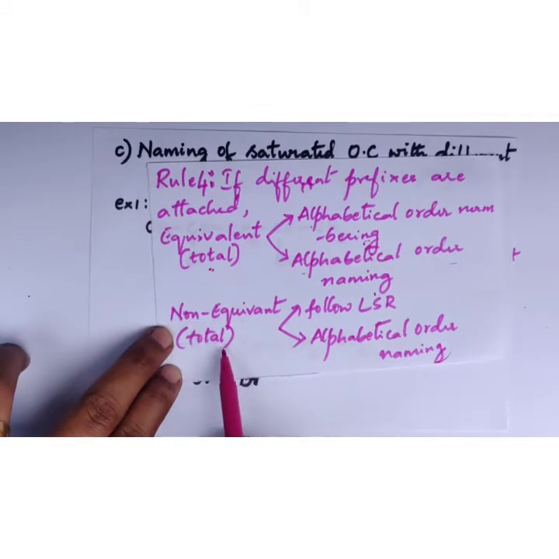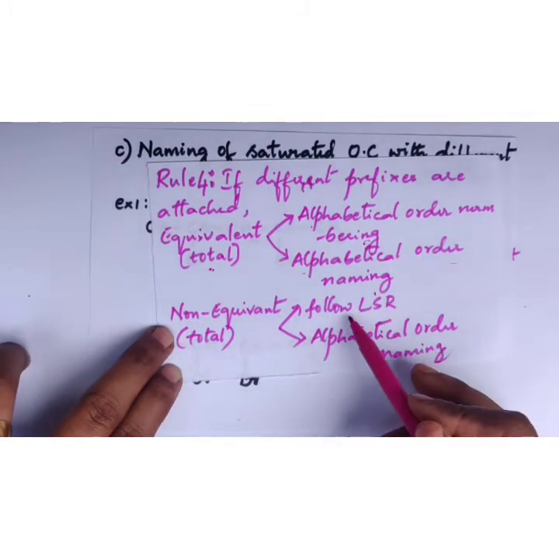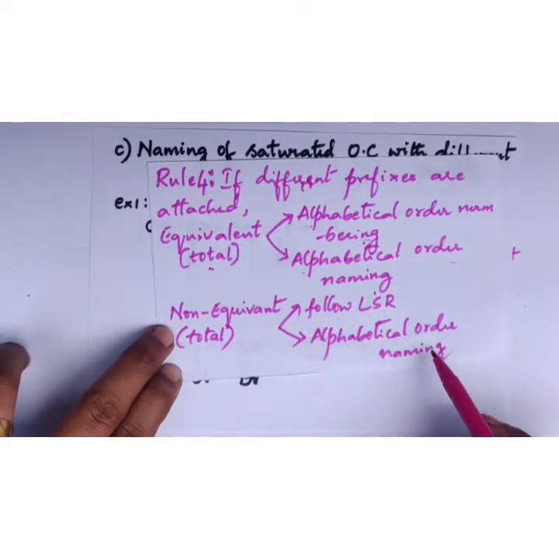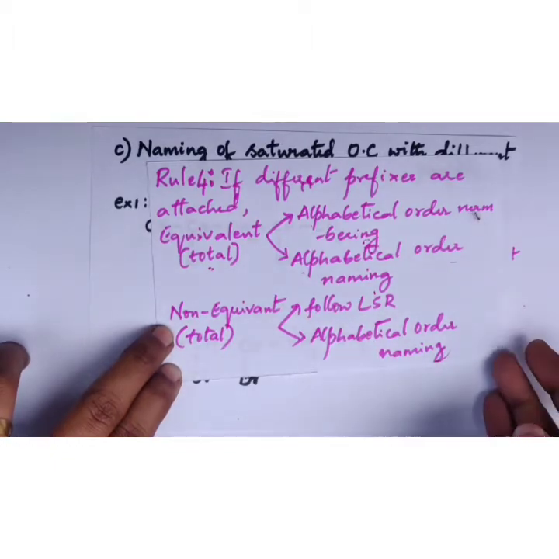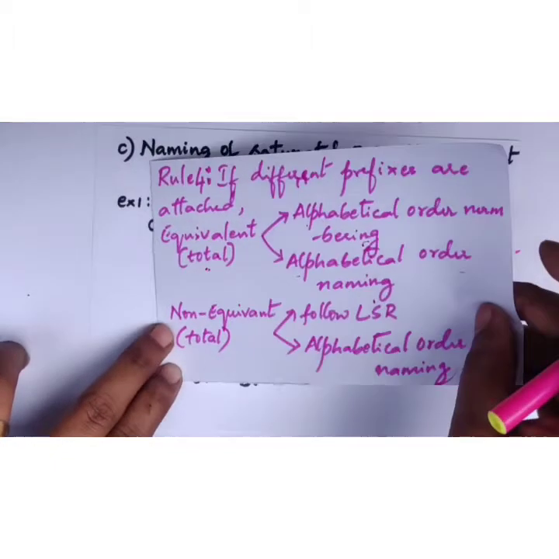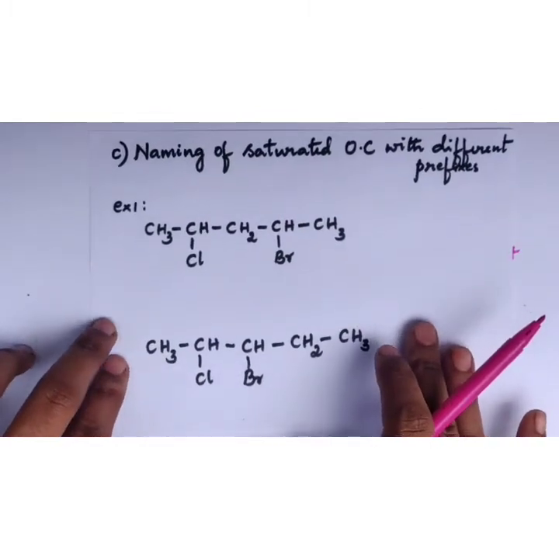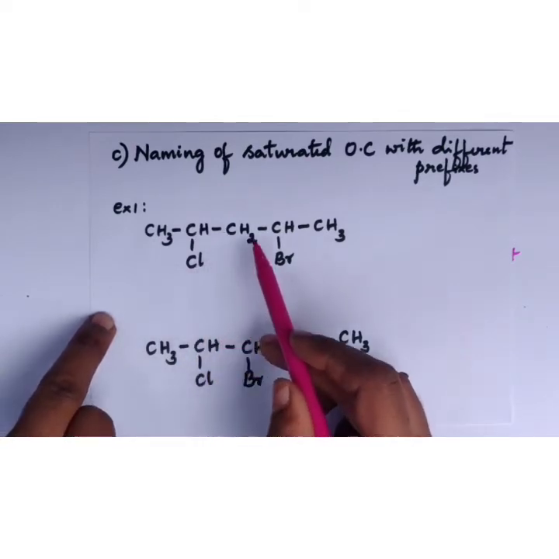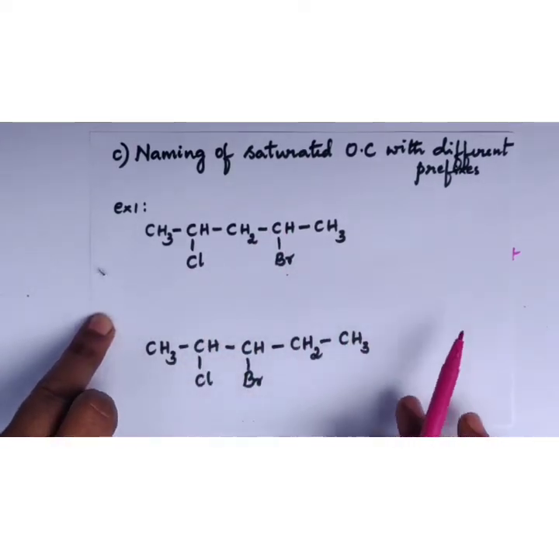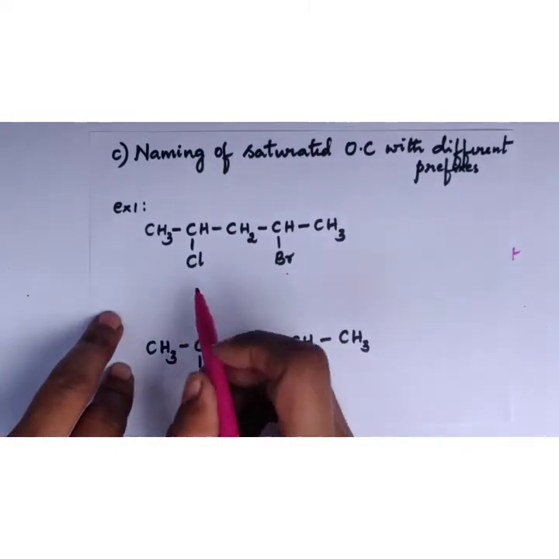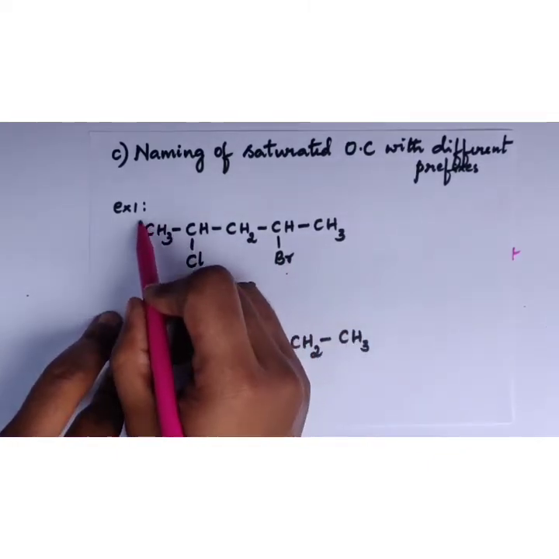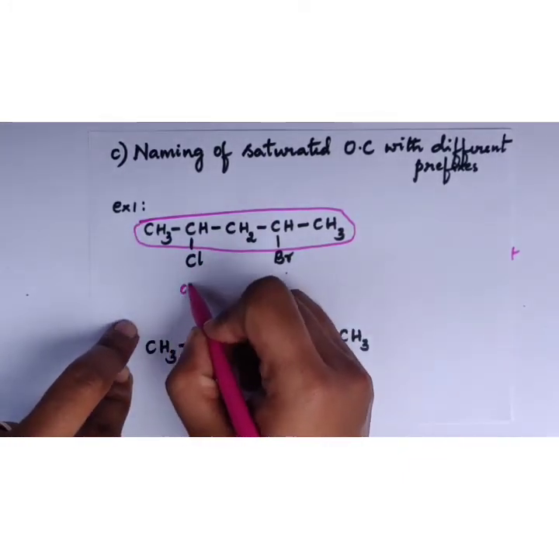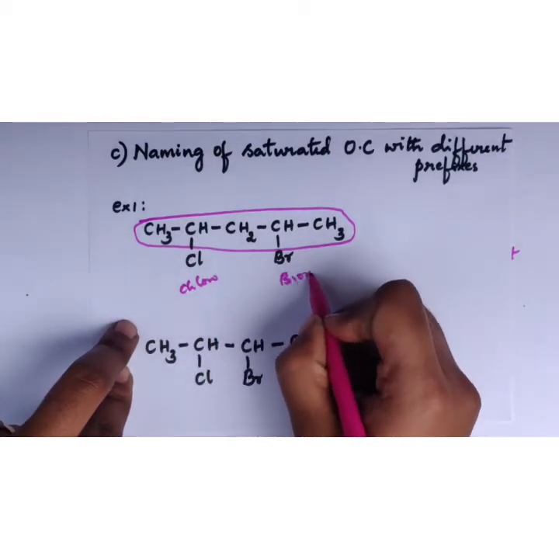If the total is non-equivalent, follow LSR. That is, you have to follow the lowest sum rule and alphabetical order naming. So when you do the examples, you will get to know the rule with different prefixes. Here, the first example I have taken is CH3, CHCl, CH2, CHBr, CH3. So here, you have got two different prefixes. Before that, select the parent chain. I've selected the parent chain. You have got chloro, as well as bromo.